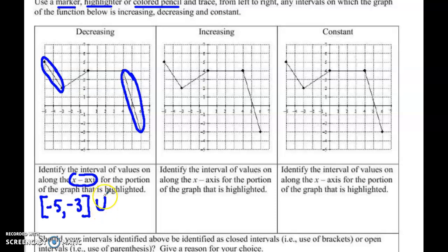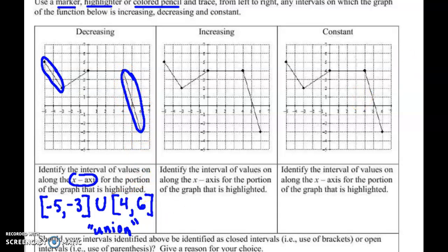We use this U symbol. It's not an actual U, so don't put a tail on it. It's called union. That's why we make it look like a U. It looks like an onion. Let me just write that better. Union. It just means or. So it's decreasing from -5 to -3, or from 1, 2, 3, 4 to, it stops decreasing at 6.